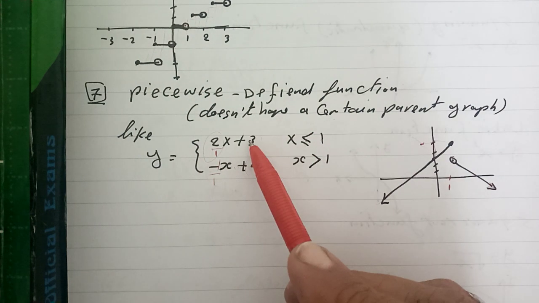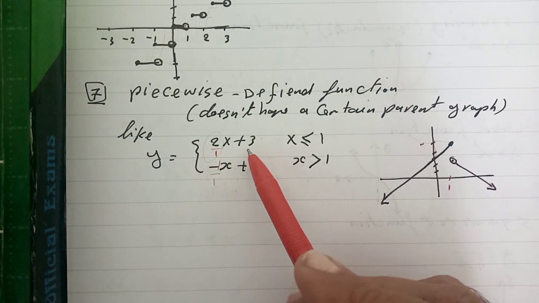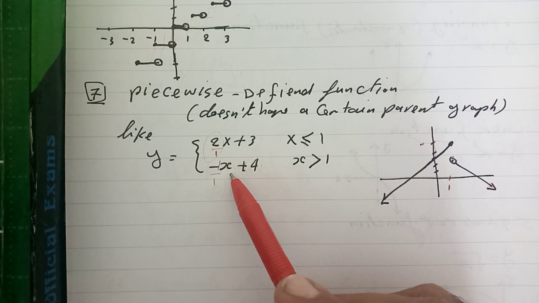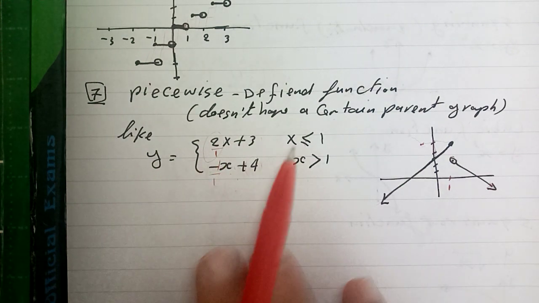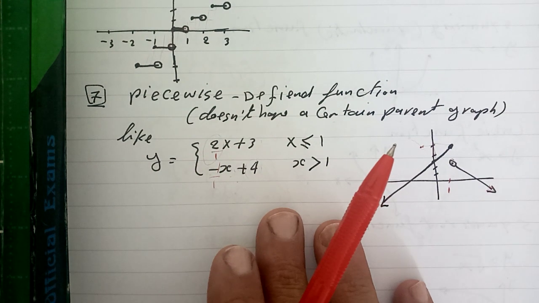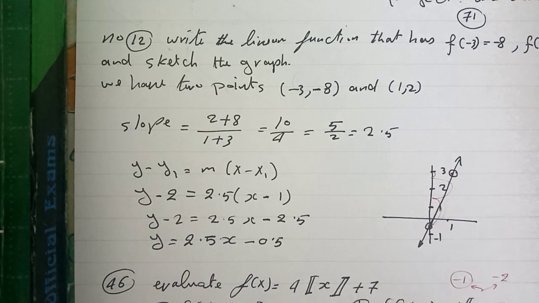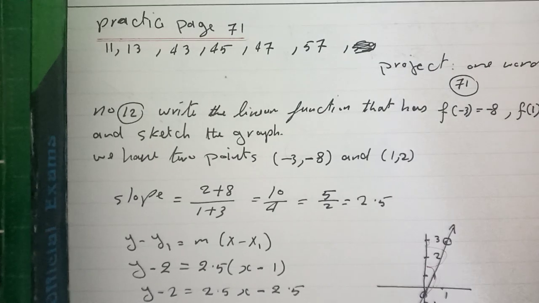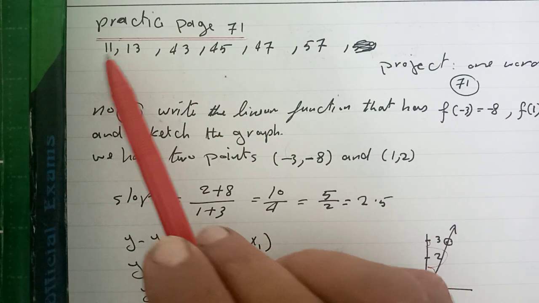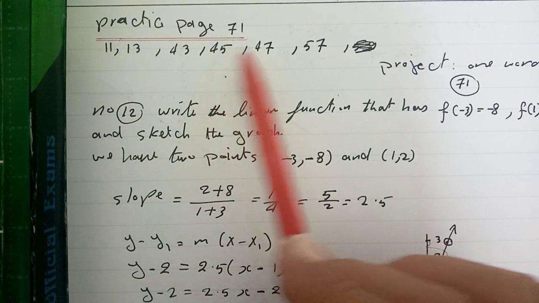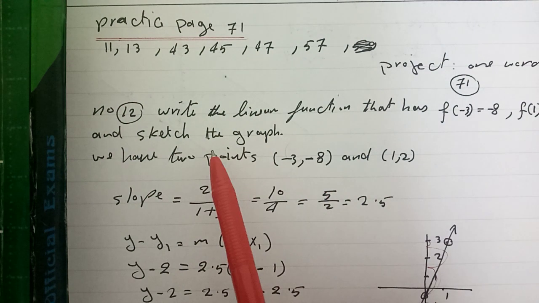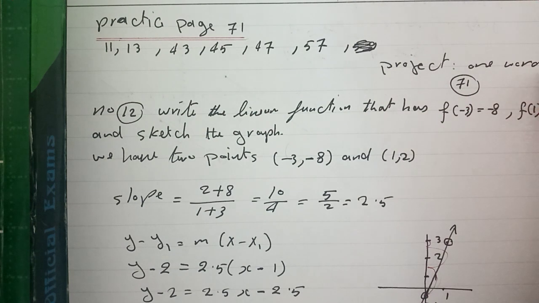Sometimes it is linear and quadratic, sometimes it is quadratic and reciprocal, means it is two branches. This is why we call it a piecewise function. You have practice page 71, these numbers 11, 13, 43, 45, 47, 57. Your project is one word problem. I recommend number 71. It's a piecewise function.